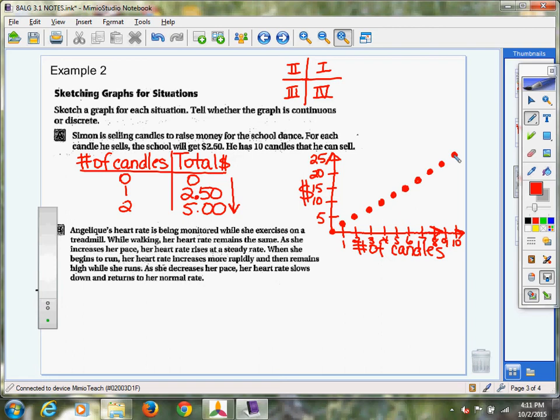Now, anytime you're tracking changes over time, that's always going to be continuous. So time is continuous, and if you're counting something like number of candles, that's going to be discrete.